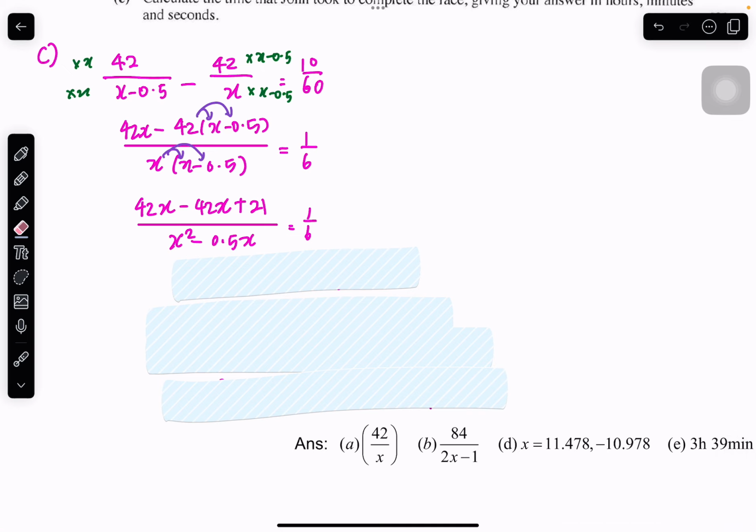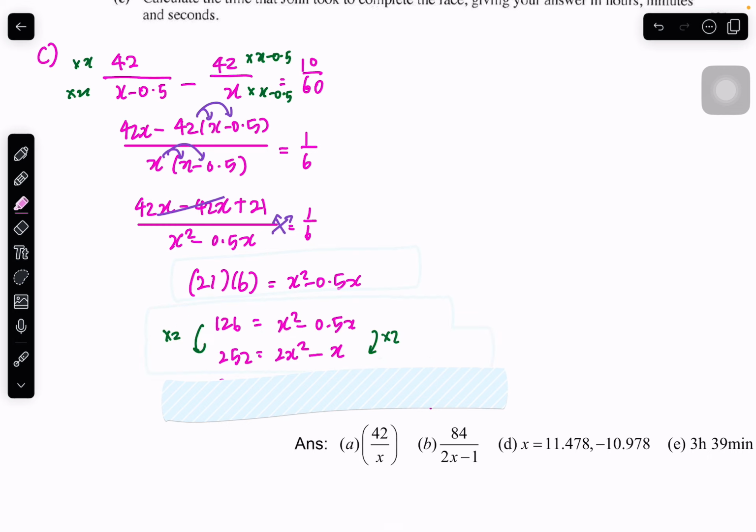Next, okay, 42x minus 42x. Okay, technically this cancels out. Okay, and what we can do is we can actually cross multiply now, right? So 6 multiplied by 21. Alright, 6 multiplied by 21 and 1 multiplied by x squared minus 0.5x. Okay, so simplifying the left side, we have 126 equals to x squared minus 0.5x.